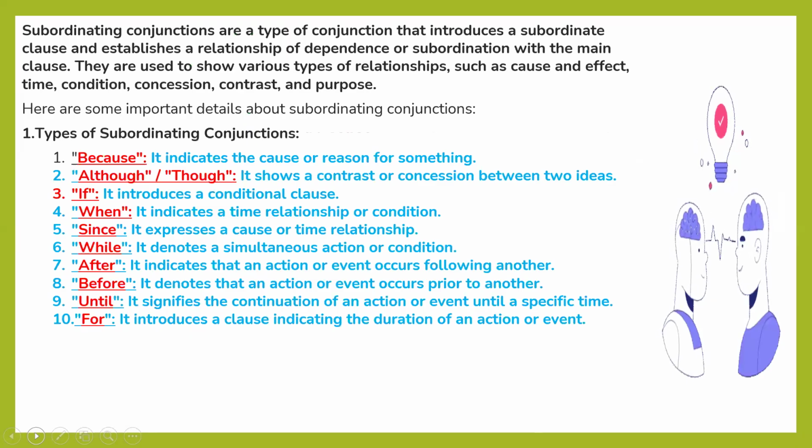So subordinating conjunctions are a type of conjunction that introduces a subordinate clause and establishes the relationship of dependence or subordination with the main clause. They are used to show various types of relationship. First one is cause, effect, time, condition, concession, contrast, and purpose. So many relationships we are giving with the help of subordinating conjunctions. A few examples are again given. Because indicates the cause or reason for something.